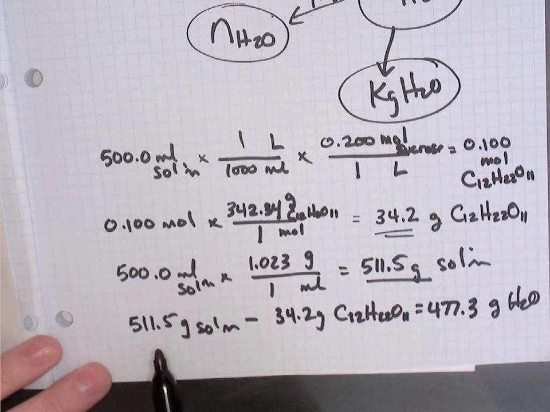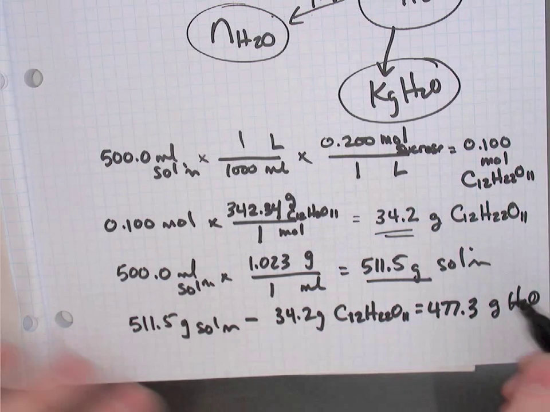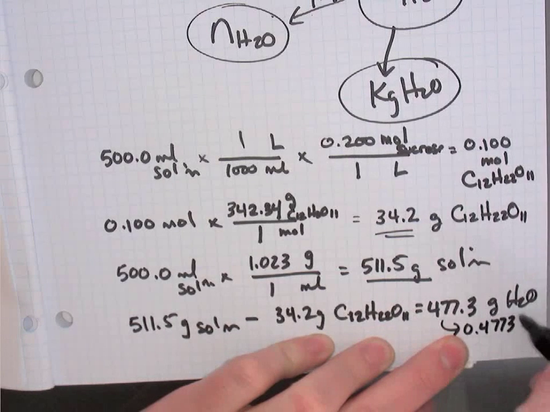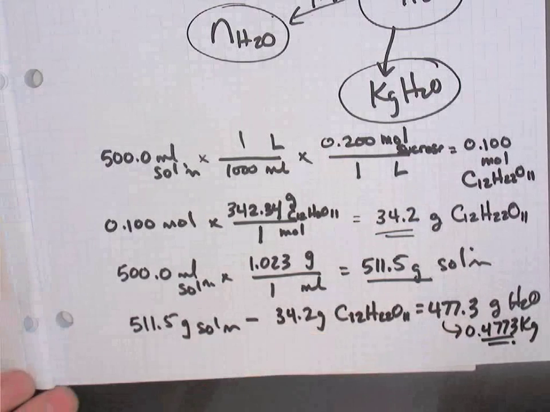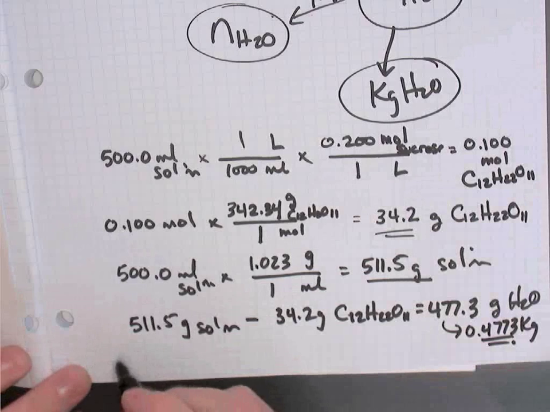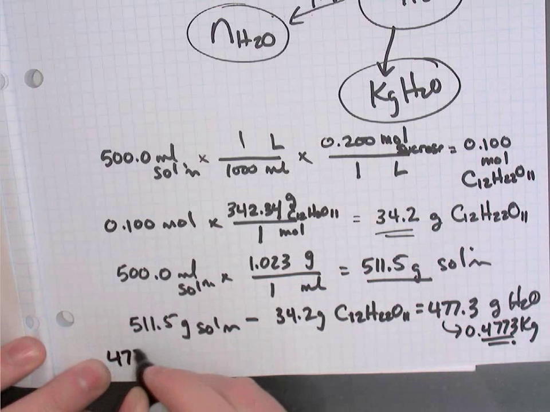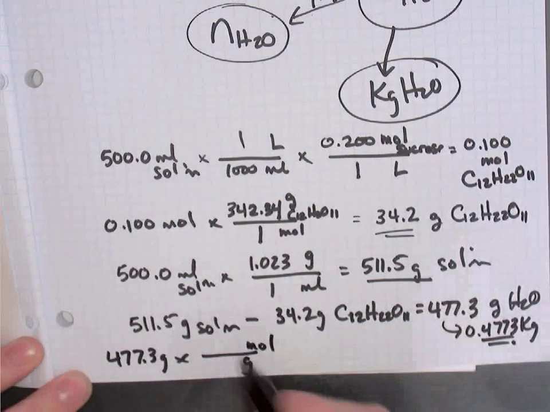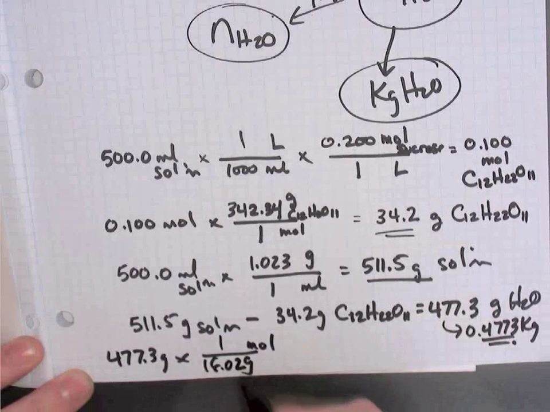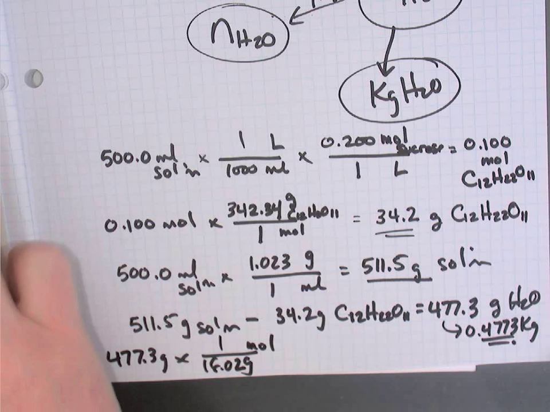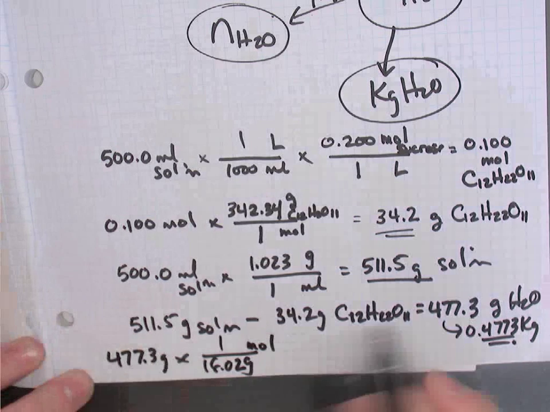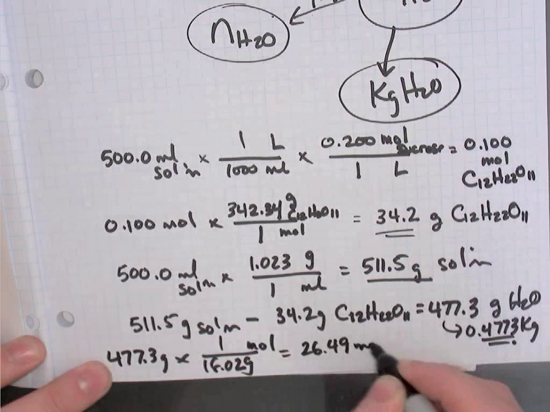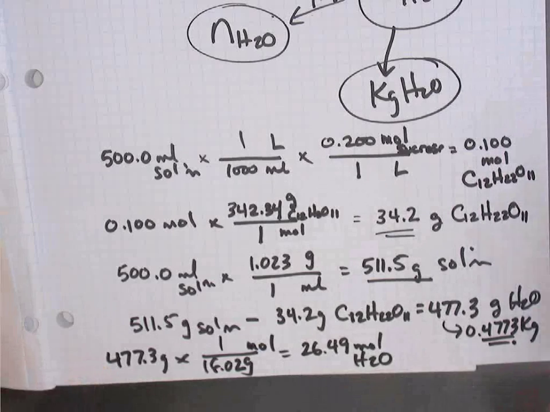And the last thing I needed, well, 2 more things, and I'm going to run out of room here. Why don't I just do some mental math? That's going to be 0.4773 kilograms of water, just dividing by 1,000. And now I can squeeze in the moles of water. 477.3 grams, get rid of grams, switch to moles of water. 1 mole is 18.02 grams. So we have 26.49 moles of water in that solution.